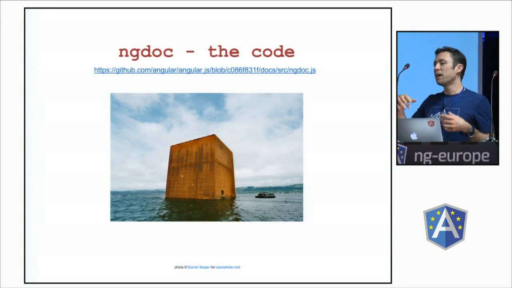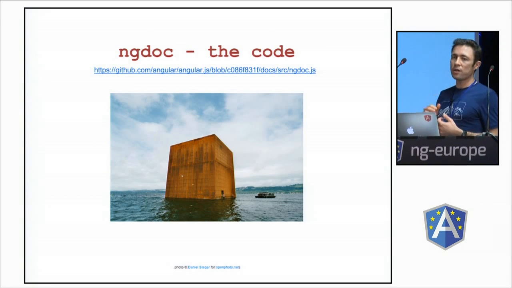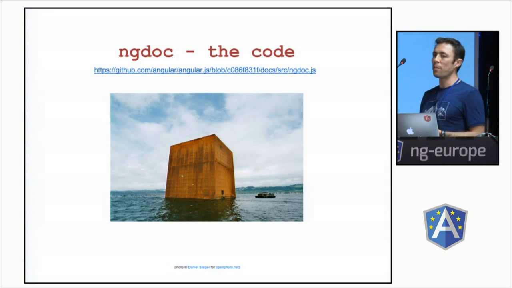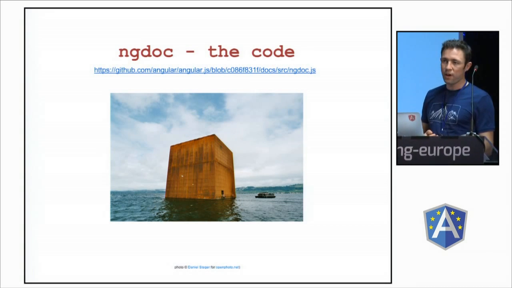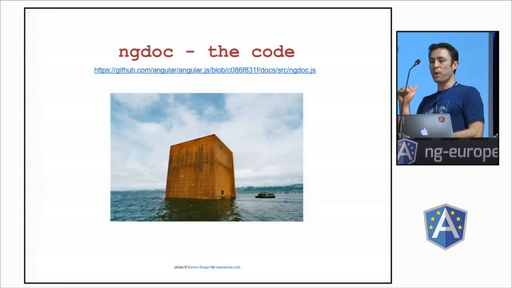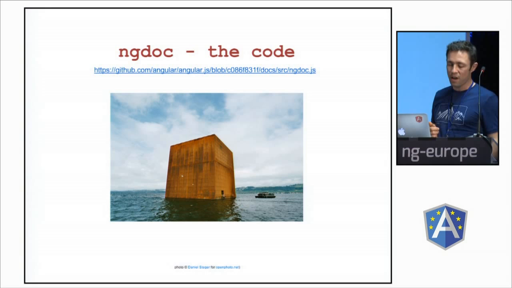But as the project grew and the documentation got more complex, this ngdoc tool got more and more complicated. And by the end, it was about 1,800 lines of code. 1,200 of those were in a single file. And it was really hard to find what was going on in there.